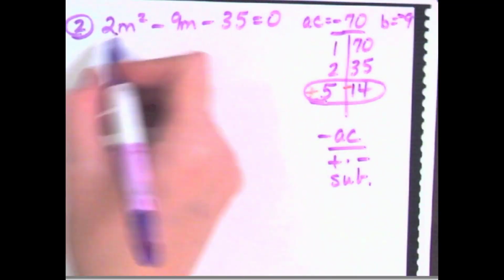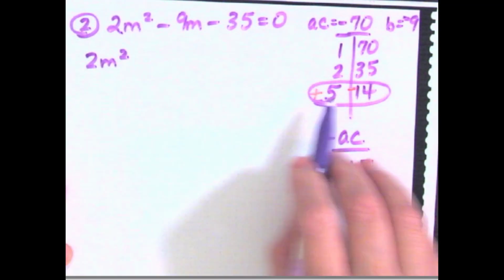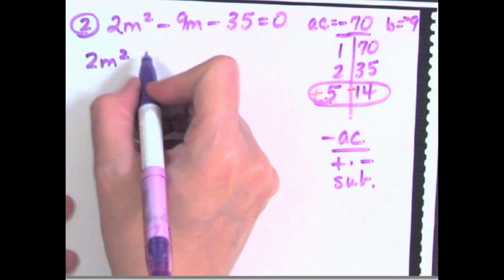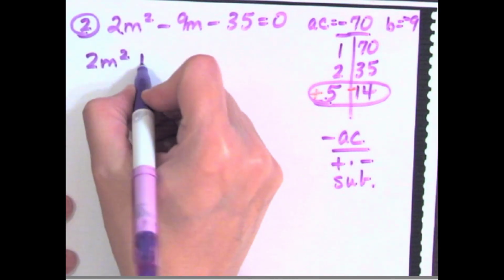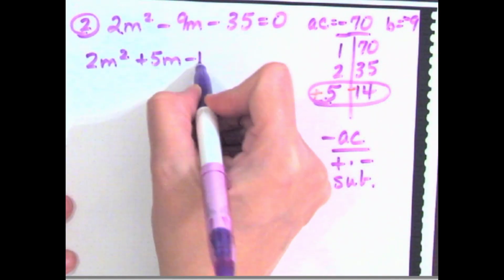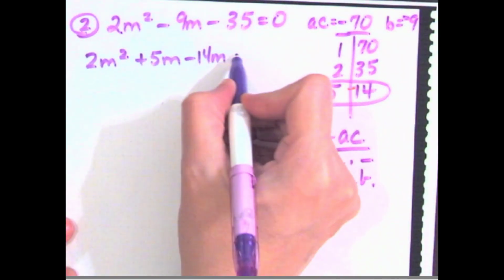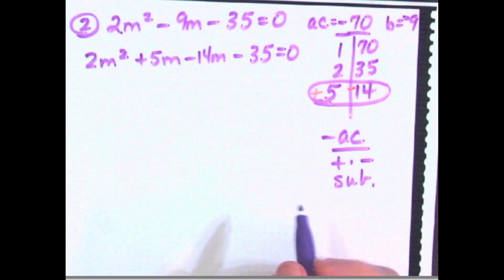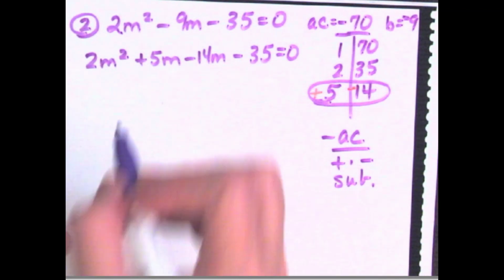So remember, we bring down our first term. We replace the middle term with our new factors that we found. We're going to turn them into terms. So that'll be plus 5m and then minus 14m. That will give us the negative 9 we need. And then we'll bring down the negative 35. And that equals 0 is just along for the ride till the end.